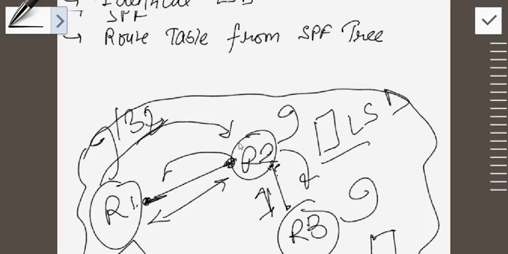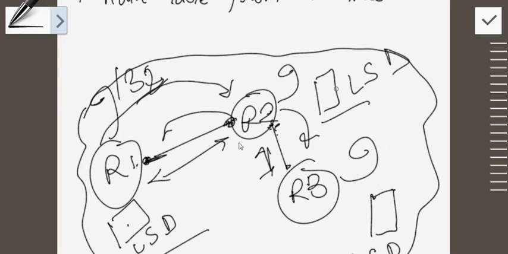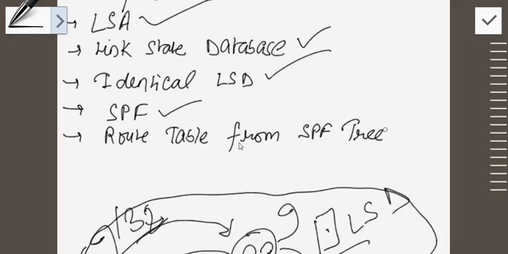Once they establish an LSD, they'll run SPF, that is your shortest path first algorithm, over this database. Once they run the algorithm, they'll create a tree kind of structure from this graph. Maybe you can have a link like this, so it's a kind of graph. So each router will run the SPF algorithm over its LSD, create a tree, and once your tree is created, a routing table will be built from the SPF tree.